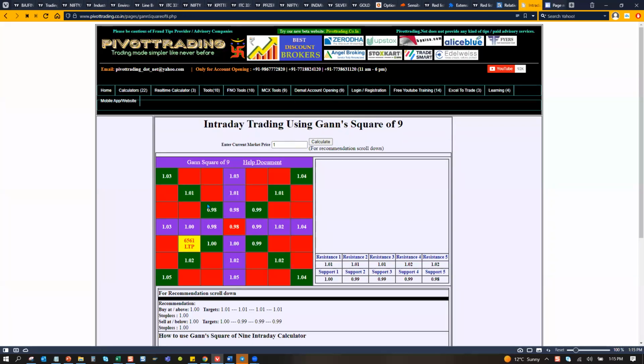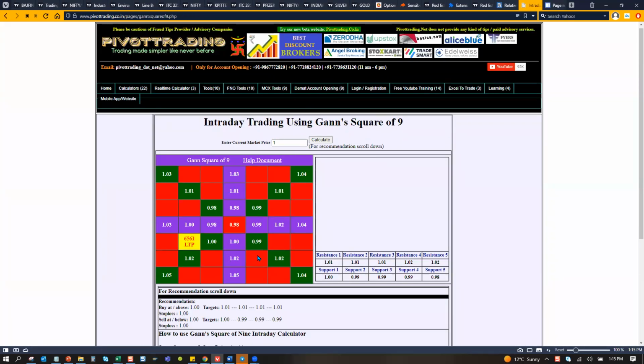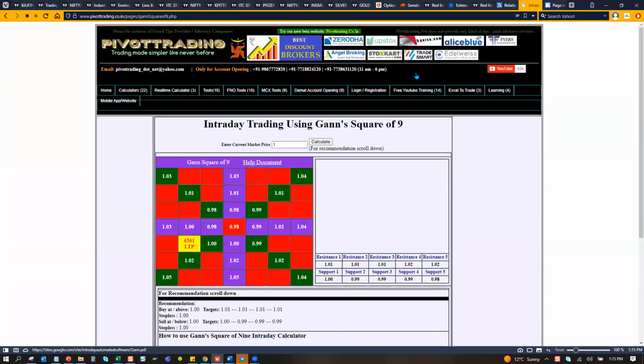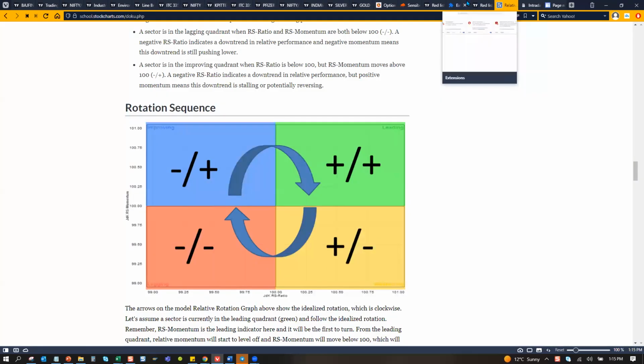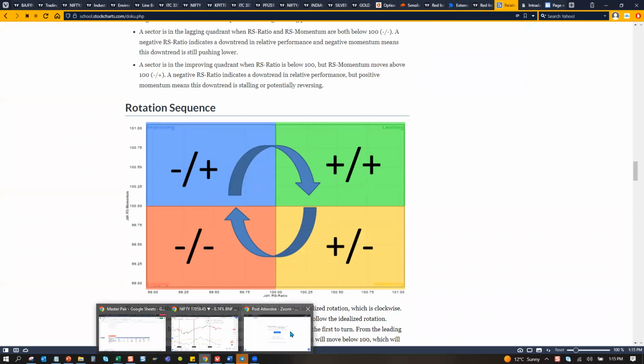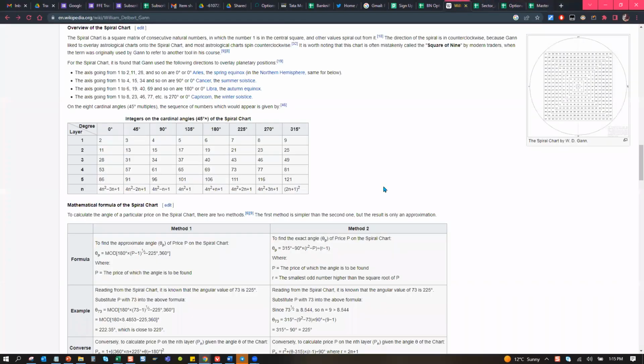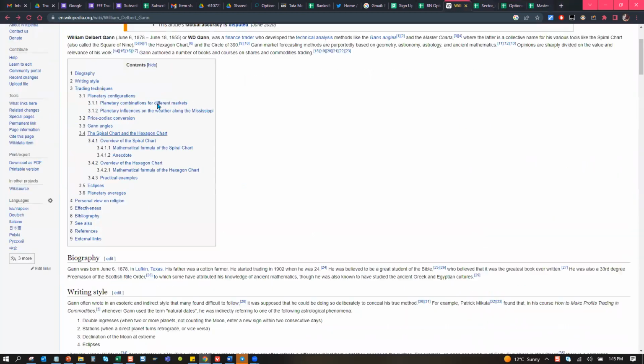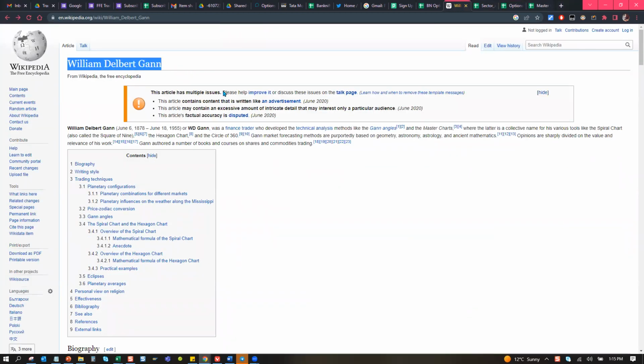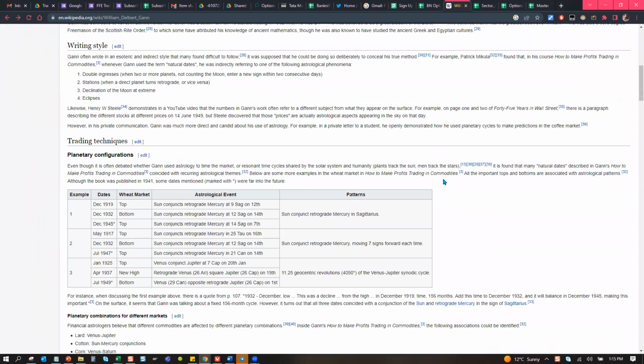ये इस टाइप का, ये यहाँ पे भी है Gann scale of 9, बट मैं इसको पिरामिड वे में दिखाना चाहता हूँ. ये विकिपीडिया है. This is on Wikipedia about WD Gann. This person, you can read about WD Gann. मार्केट में बहुत सारा उल्टा सीधा मटेरियल is there.